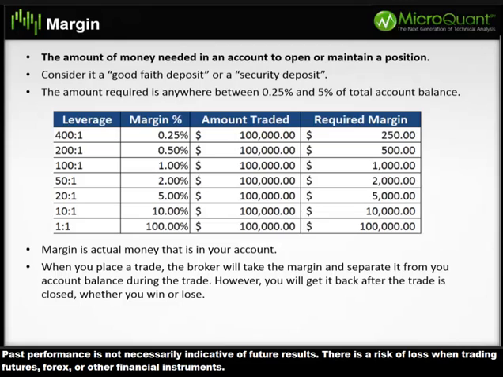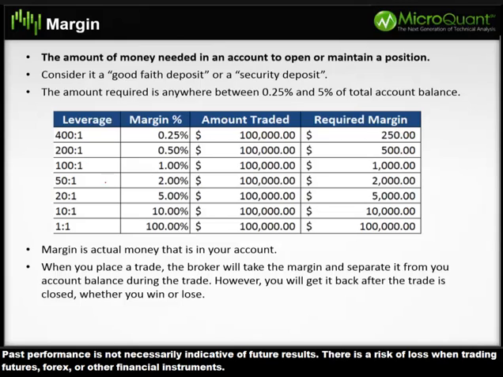And margin really does help you out here. I'll try to explain that a little bit better in just a second. But amounts vary, as you can see, anywhere between 0.25% and 5% of a total account balance. So here's a few different numbers. With 400 to 1 leverage, the margin requires only 0.25%. If you're trading one standard lot here, they're only going to be pulling out about $250 of your total account equity.